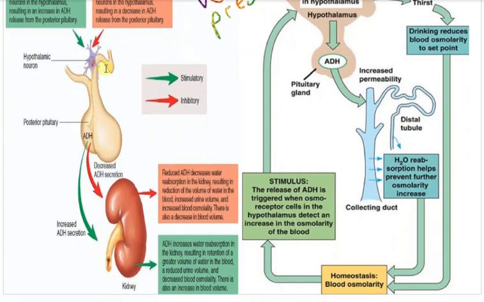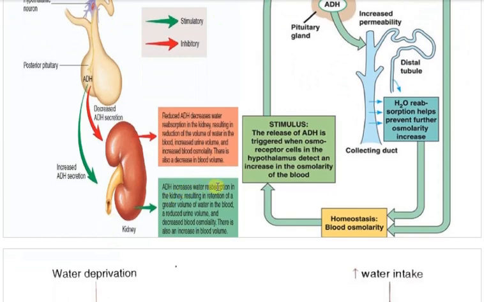So ADH is released from the posterior pituitary. The hypothalamus stimulates the posterior pituitary, which releases ADH. ADH increases water reabsorption in the kidney, resulting in retention of a greater volume of water in the blood, reduced urine volume and decreased blood osmolarity. There is also an increase in blood volume.